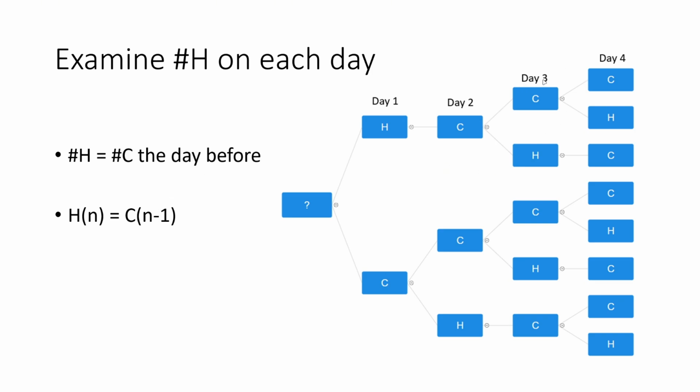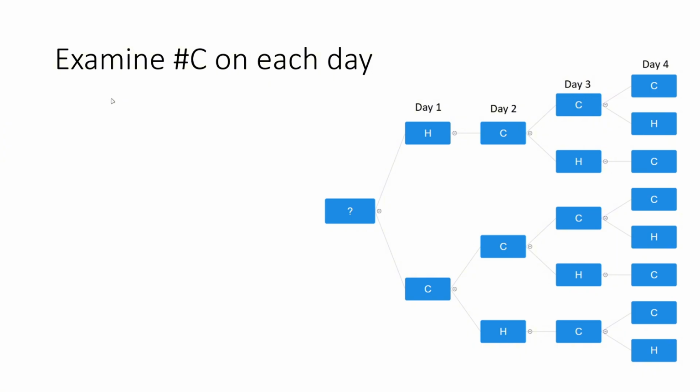So h of 3 is equal to c of 2. How many cheeses do we have on day 2? We had 2 cheeses on day 2, and this should be equal to the number of hams we have on day 3, which is 1, 2. So this works. Now let's examine the number of cheeses we have on each day.